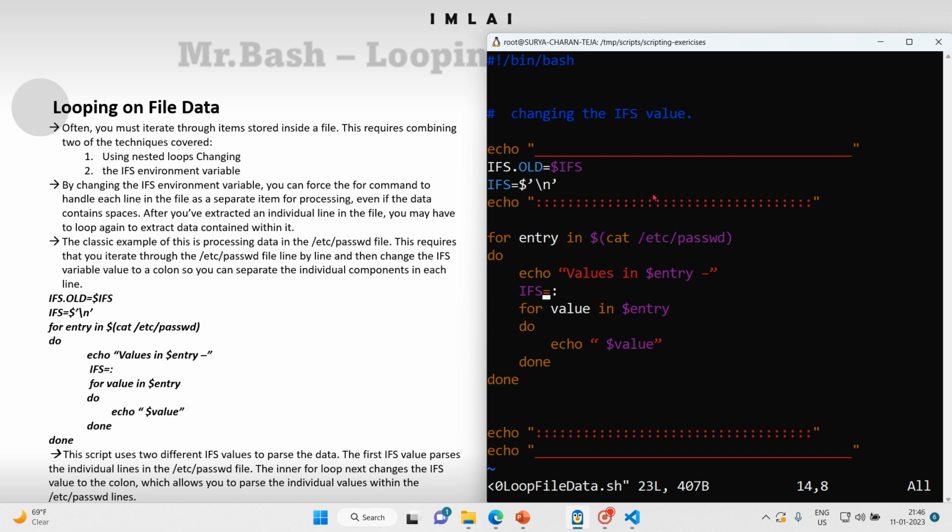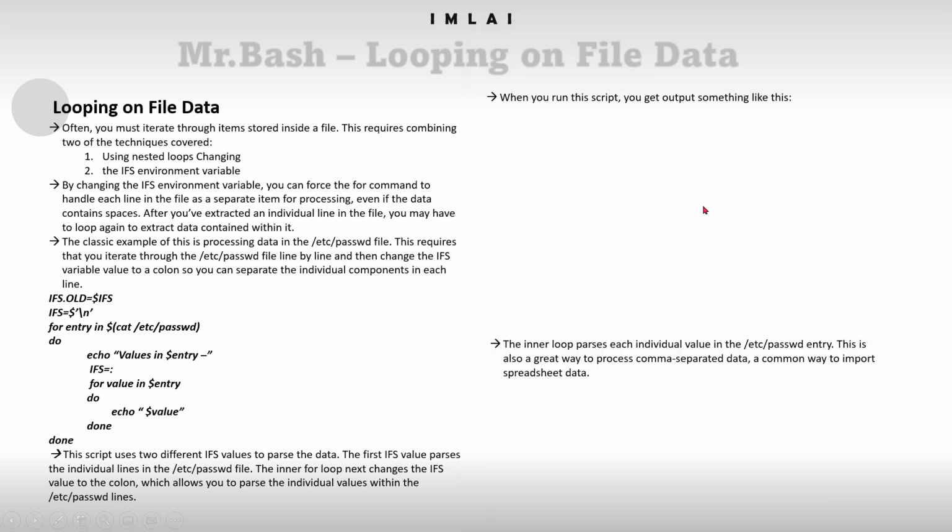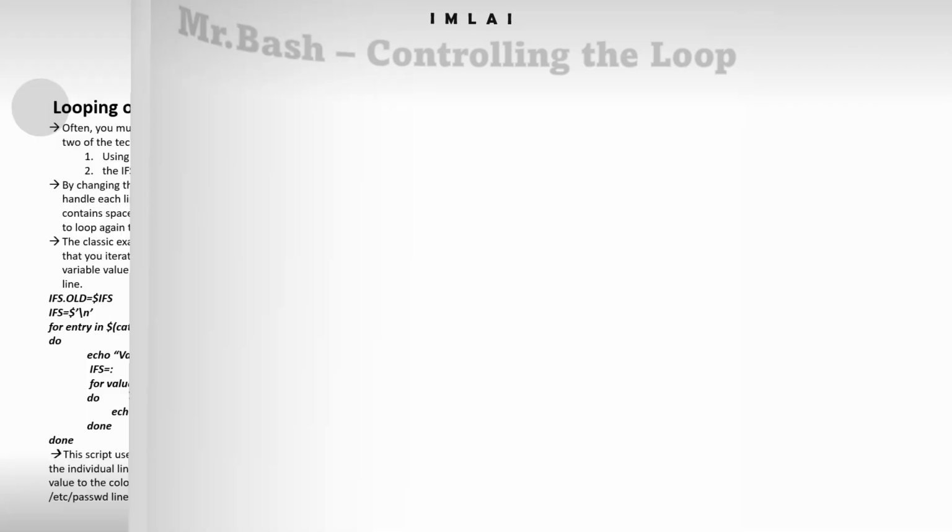And the inner IFS, what it does is the inner for loop changes the IFS value to the colon, which allows you to parse the individual fields within the /etc/passwd line. So this is how we are able to separate each word in that passwd file. When you run this script, we got by and large this kind of information.